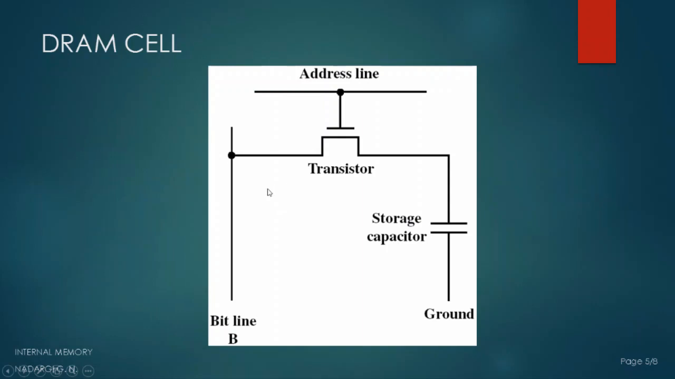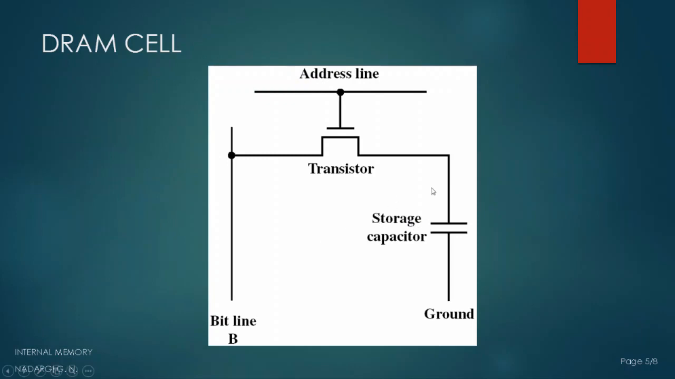For the read operation, when the address line is selected, the transistor turns on and the charge stored on the capacitor is fed out, that is, given onto the bit line and to a sense amplifier. Now the sense amplifier compares the capacitor voltage to the reference value and determines if the cell contains a logical 1 or logical 0.